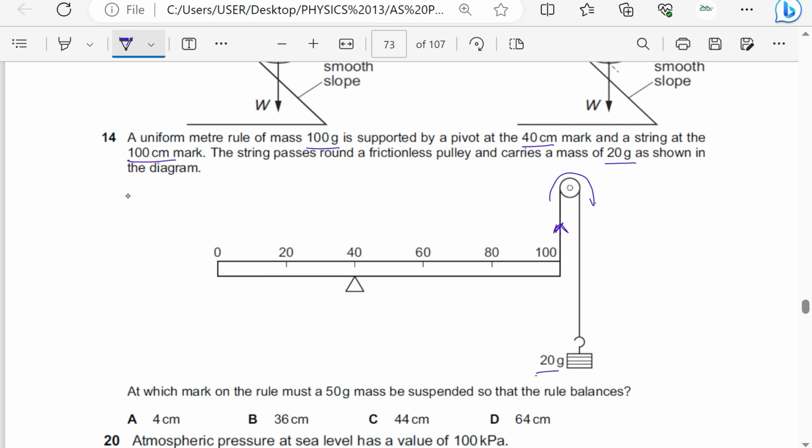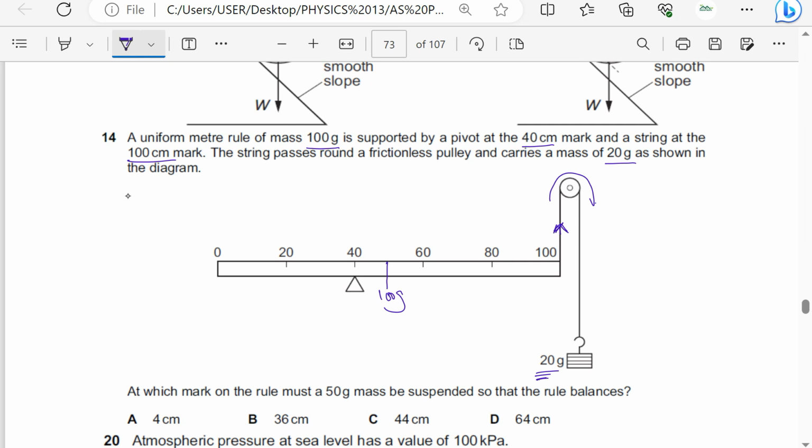And the tension should be the same as the weight here. So it is a uniform meter rule, so its weight, its 100-gram mass, should be somewhere here, at the center. At which mark on the rule must a 50-gram mass be suspended so that the rule balances horizontally?